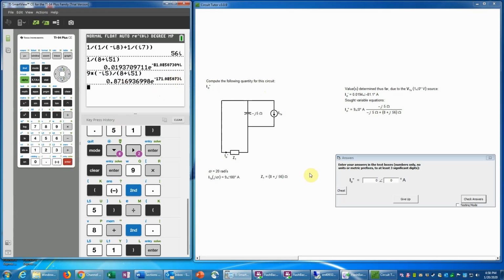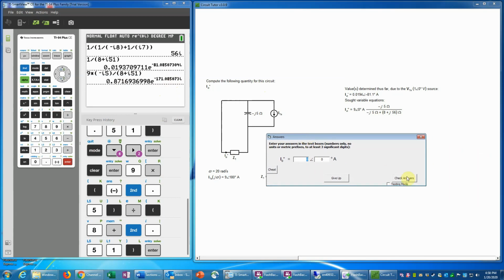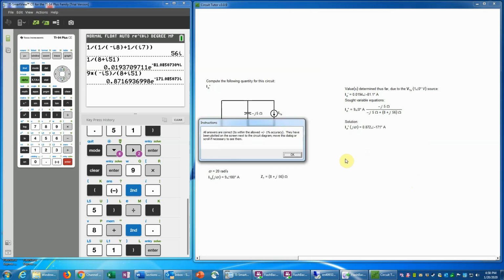And now we have the value in polar form, which we can enter directly into our form here. So we have 0.8717 to 4 digits accuracy. You want to have at least 3. I like to put in 4 just to be more accurate. So we have negative 171.1 degrees, and we'll check that. And indeed, that was correct.